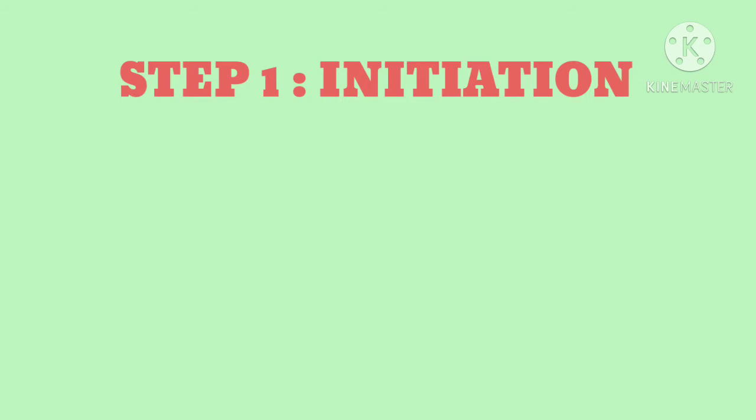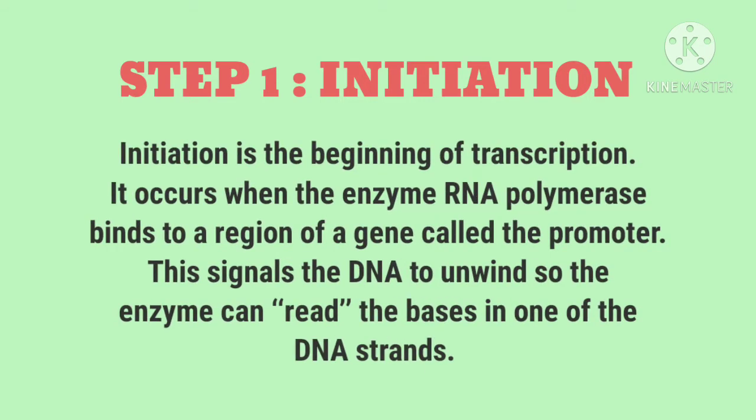Step 1. Initiation. Initiation is the beginning of transcription. It occurs when the enzyme RNA polymerase binds to a region of a gene called the promoter. This signals the DNA to unwind, so the enzyme can read the bases in one of the DNA strands. The enzyme is now ready to make a strand of messenger RNA with a complementary sequence of bases.